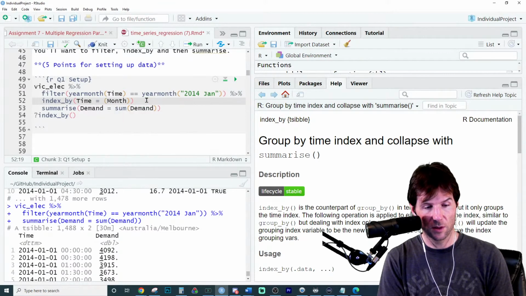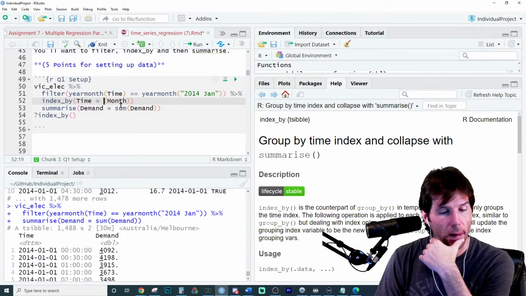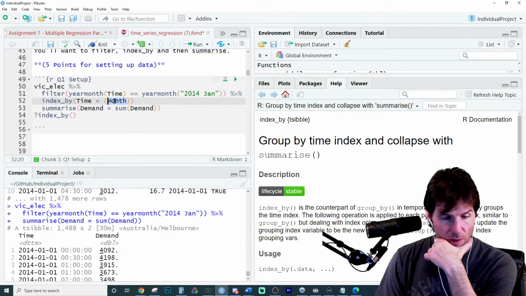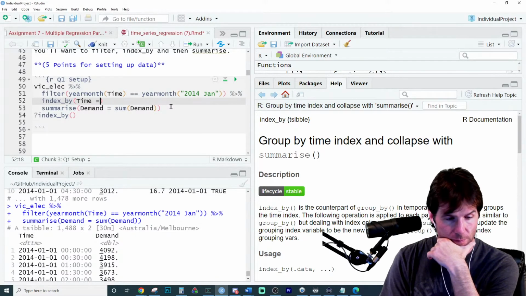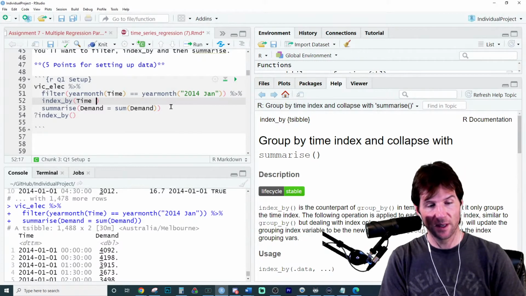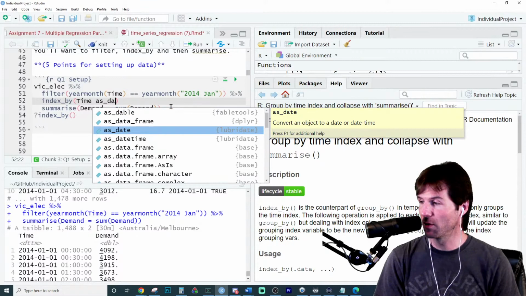Or no, we should be able to just do, I think, does it just do it? Because now we index by, I think we should. As date, yep. He mentions that too, as date. Thank you, Abigail. My brain is overheated today.